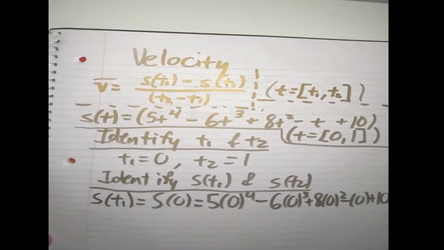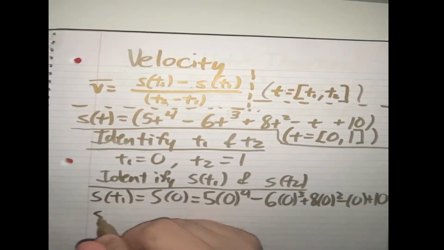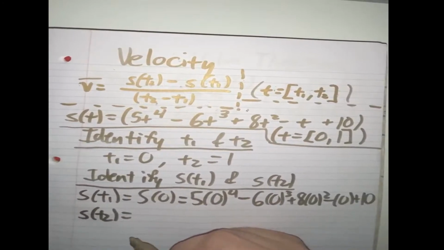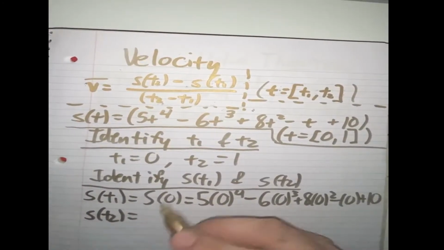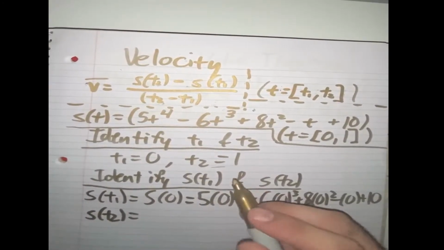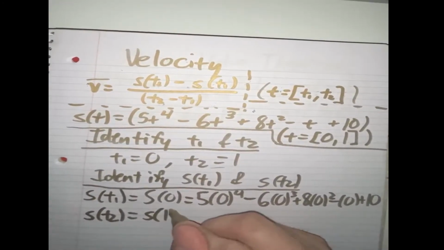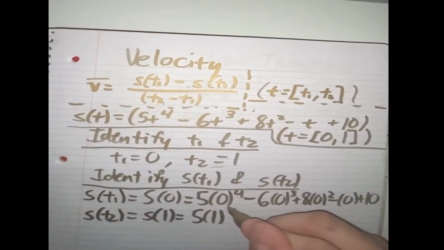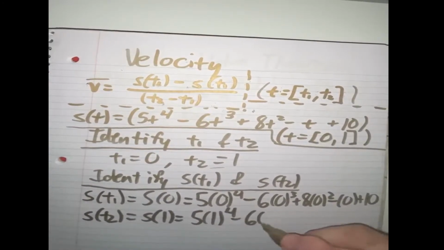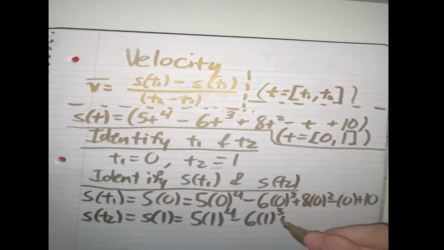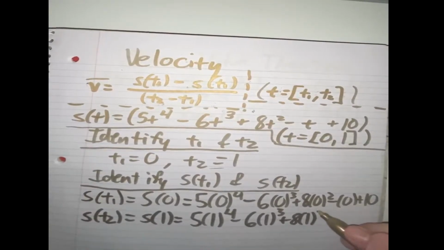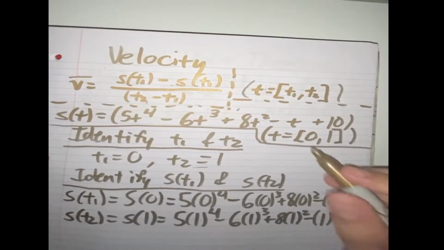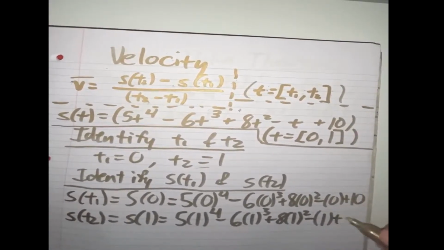And for the second function, S of T2, we apply the exact same logic, except our T2 is equal to 1. So we plug in 1. So this would be 5 times 1 to the 4th power, minus 6 times 1 to the 3rd power, plus 8 times 1 to the 2nd power, minus 1 from this T, plus 10.